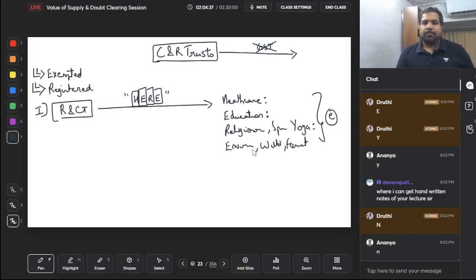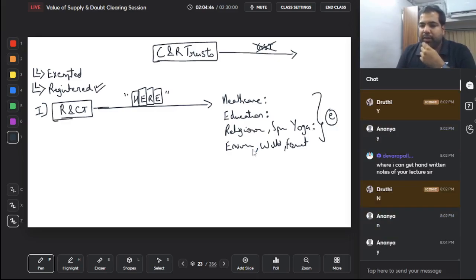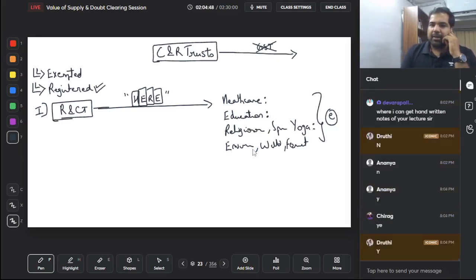I repeat, guys, please tell me yes or no. Are these religious and charitable trusts registered? Yes. And are they providing some services in the nature of HERE? Yes. H is for healthcare, education, religion. Religion includes spirituality and yoga, environment, wildlife and forest. HERE.